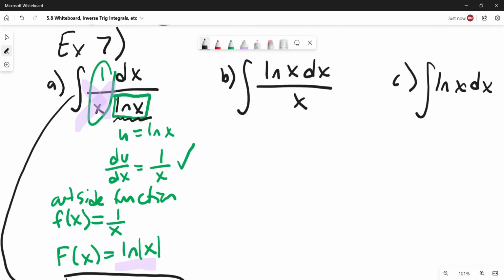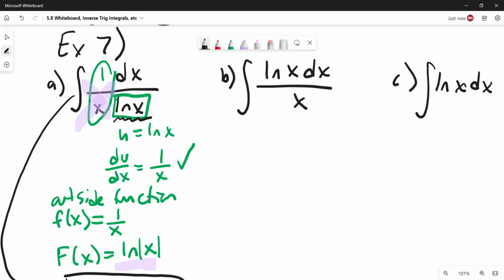All right, next problem. Again, when in doubt, you're really going to have to choose your u to be an ln x if you also have a 1 over x in the problem, because the derivative of ln x is 1 over x. If you chose, say, x to be your u, well, then your du dx would just be 1. You had no idea what to do with ln x.